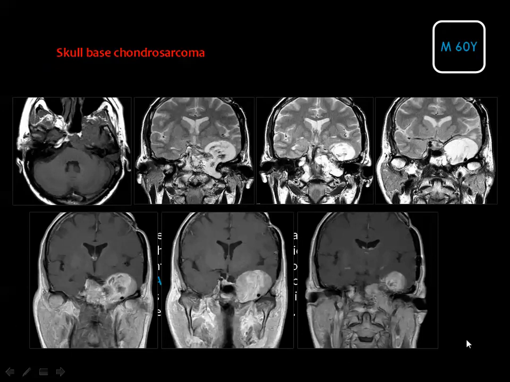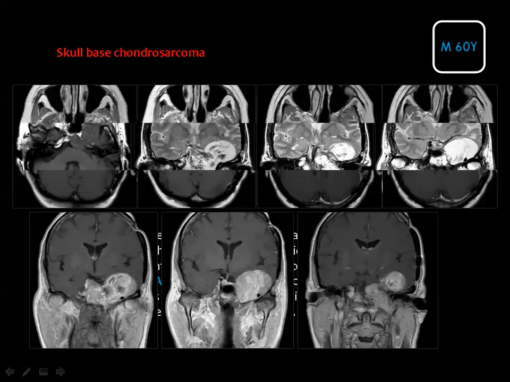In the coronal plane of another patient, 60 years old, you see a tumor that is located at the apex of the petrous bone. Part of the component is in the parasellar area and another part in the cerebellopontine angle area. The tumor is very bright in the T2 weighted image and it shows significant contrast enhancement. This is the internal carotid artery, which is markedly displaced laterally.